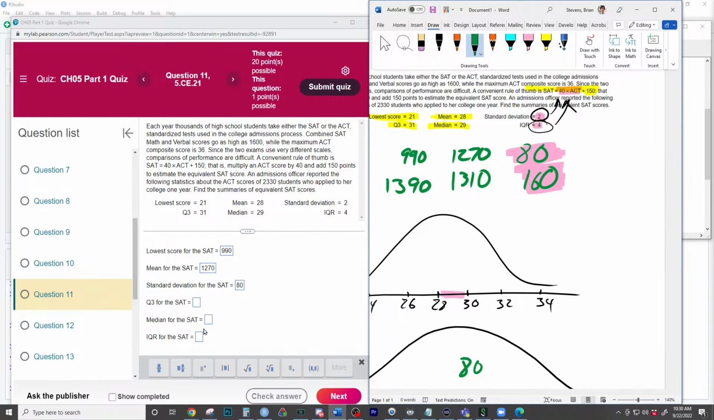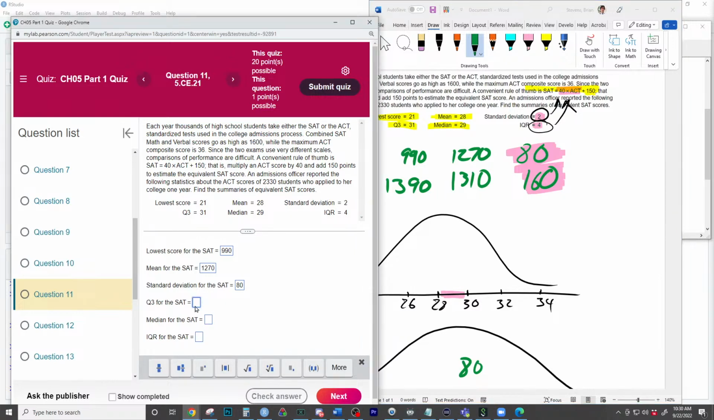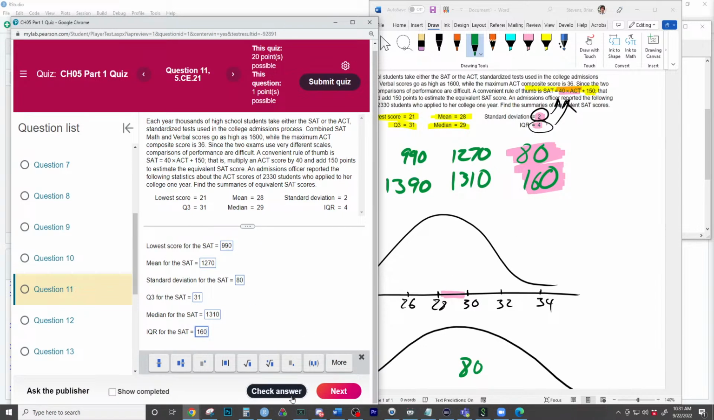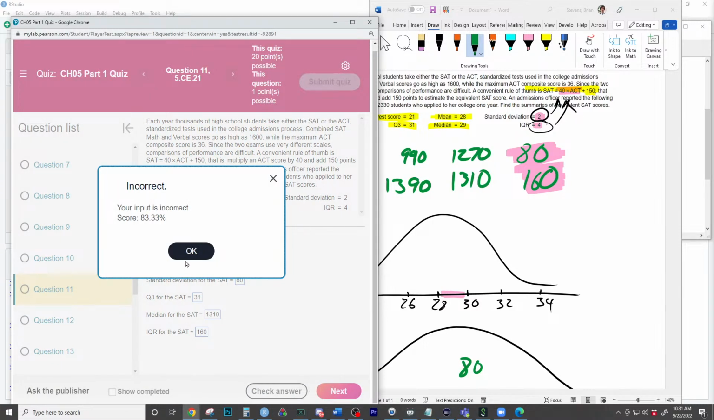Q3 for the data, which is the 75th percentile, is 31 right here. The median for the data is going to be 1310. That's still just a position right there. And then the IQR for the data is going to be 160. Now remember, IQR is a measure of spread. You wouldn't want to get something crazy right there. We should get it. 83%.